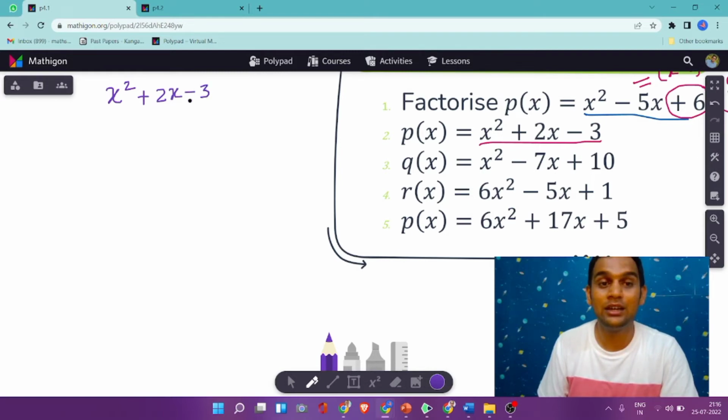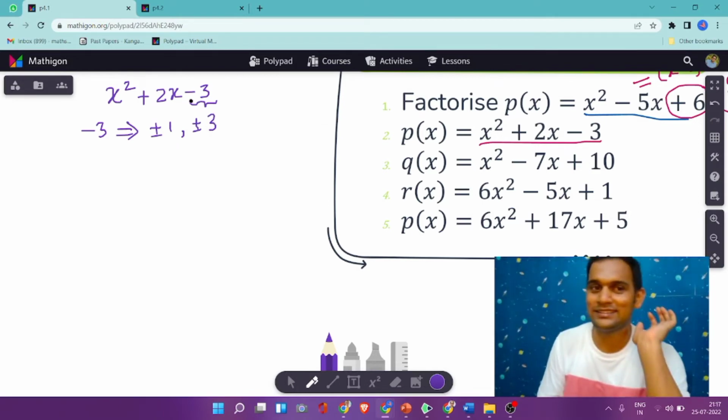Now over here we have minus 3. Minus 3 is the constant term. So for minus 3, what will be the factors? It will be plus and minus 1 and plus and minus 3. So now you can quickly guess it.